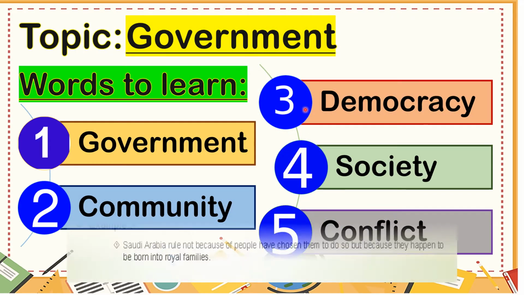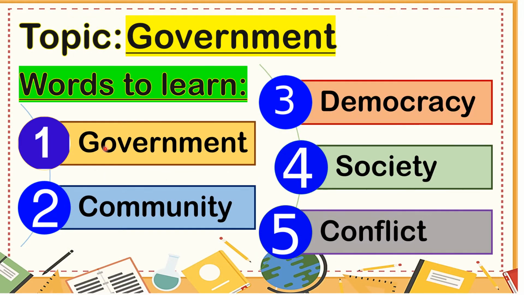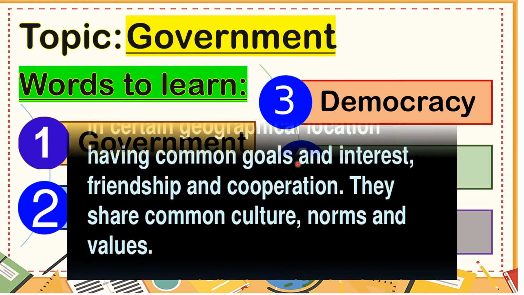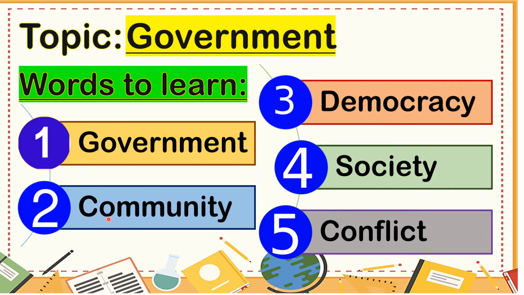The third word is democracy. What is democracy? Democracy is a form of government in which the rulers are elected or chosen by the people. The next word is society. What is society? Society is a group of individuals living in a certain geographical location, having common goals and interests, friendship and cooperation. They share common culture, norms, and values.